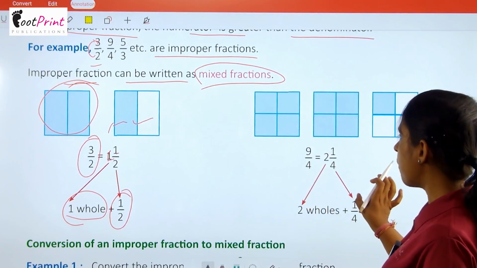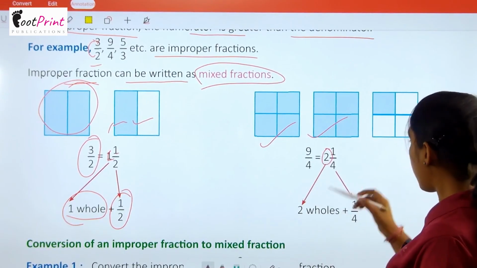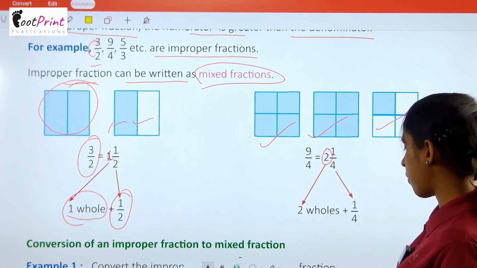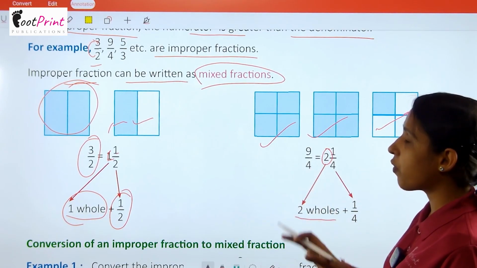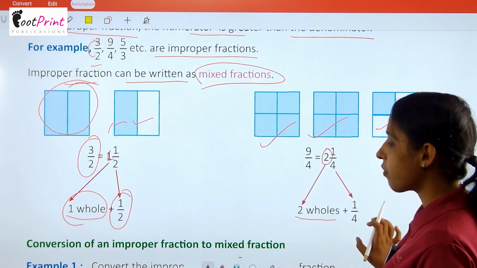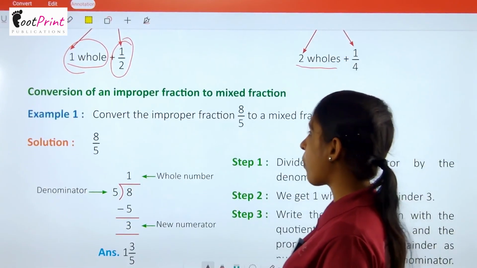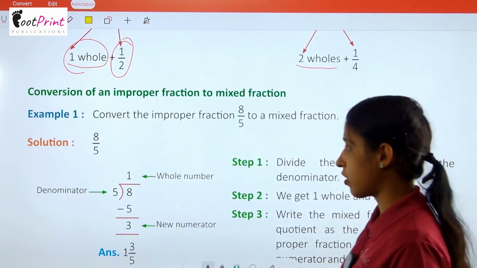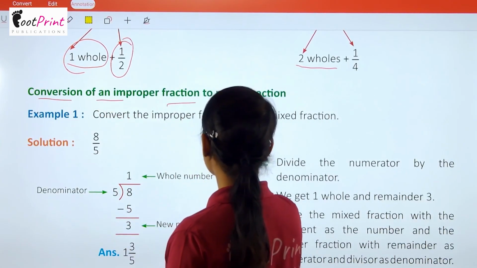Here also 2 wholes are there. So we can write here 2 whole and 1/4. So 2 wholes plus 1 by 4. So in this way we can write our mixed fractions. Now we will learn how to convert improper fractions to mixed fractions. Let's learn conversion of an improper fraction to a mixed fraction.